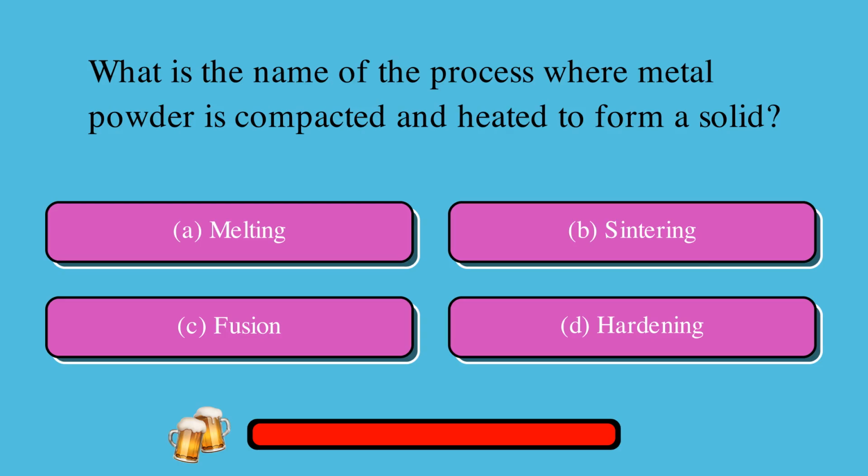What is the name of the process where metal powder is compacted and heated to form a solid? Is it A, melting, or B, sintering, or C, fusion, or D, hardening? The correct answer is B, sintering.